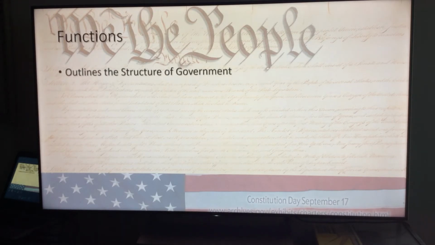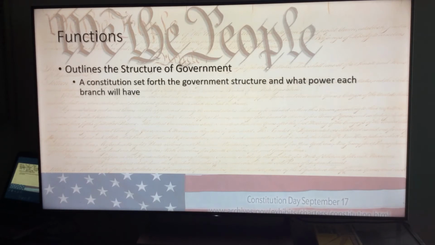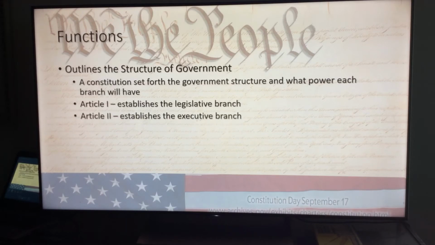The last function is it outlines the structure of government. It sets up the government. So easily we should know three branches of government, right? The Constitution sets forth the government structure and what power each branch will have. Three branches: executive, legislative, and judicial. Article 1 establishes the legislative branch. Article 2 of the Constitution establishes the executive branch. And Article 3 establishes the judicial branch.